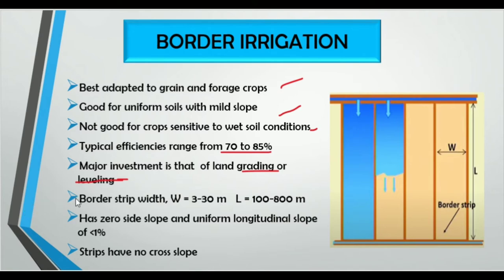Next is border strip width. The width ranges from 3 to 30 meters and the length ranges from 100 to 800 meters, but it depends upon the field location and the quality of the soil and the water source. So it has zero side slope and a uniform longitudinal slope of less than 1%. This is small, less than 1%. And strips have no cross slope.